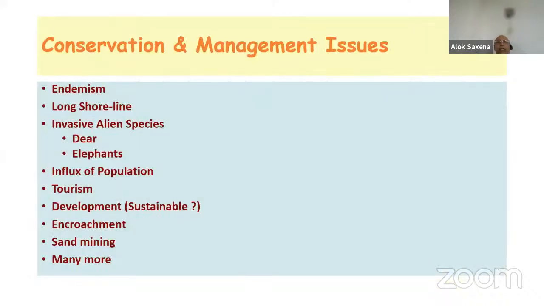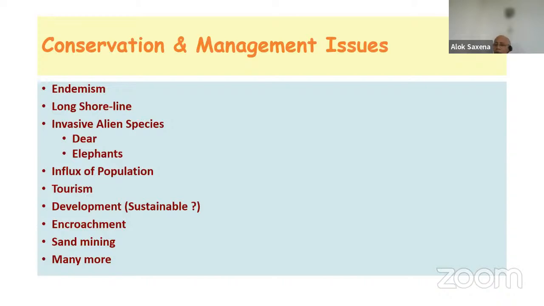Now these are the management issues. Endemism, as I told you, is very, very important because these endemic species are very prone to the introduction of invasive alien species. I give you an example of Narcondam. There is an island called Narcondam. It is a volcanic island, but the volcano is dormant, and it is very, very remote. And a hornbill is found there, which is endemic. It is called the Narcondam hornbill.